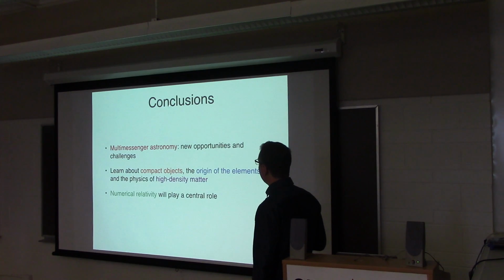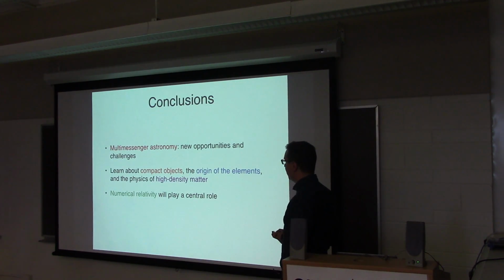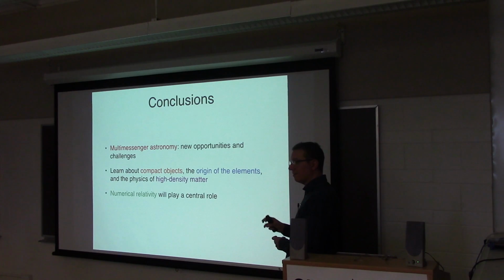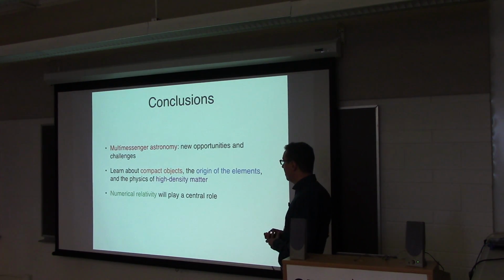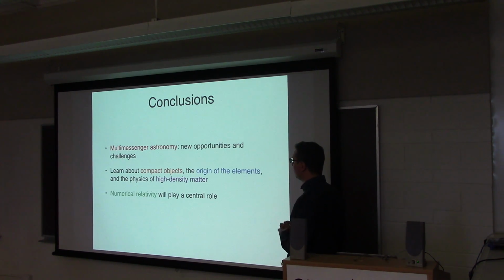So I think I finally reached the conclusions. The main message that I want to give is that multi-messenger astronomy has really opened a lot of new opportunities, but also challenges. I think that there is merit in separately modeling gravitational waves and electromagnetic signals from these systems. But if we really want to do multi-messenger astrophysics, so combine all of the information together, we need models that can predict everything. And my main claim is that numerical relativity is a tool that can do that.